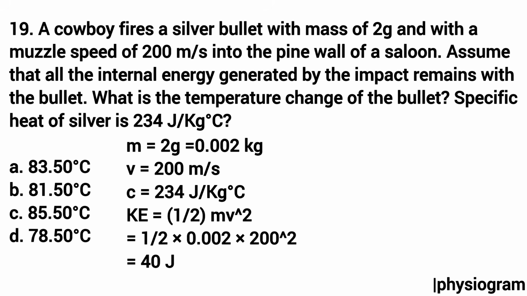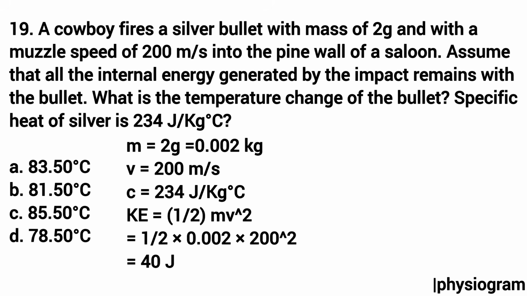So the given mass of the bullet, that is m, is 2 gram, that is 0.002 kg. The initial speed is 200 meter per second and specific heat c is 234 joule per kg degrees Celsius. Now calculate the kinetic energy of the bullet, that is K equals half mv square, and by putting in the above values we get 40 joule.